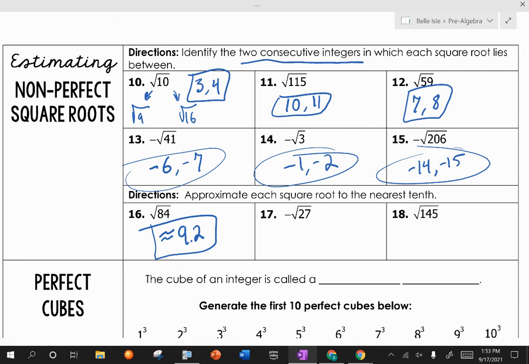Number 17. 5.19. Yeah, right? That one. It's 5.19. And then 5.2. I was right. Positive or negative? It's negative.